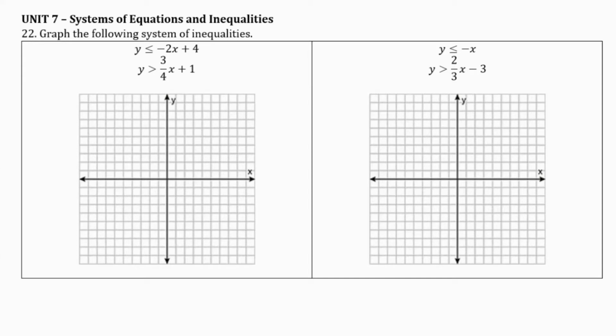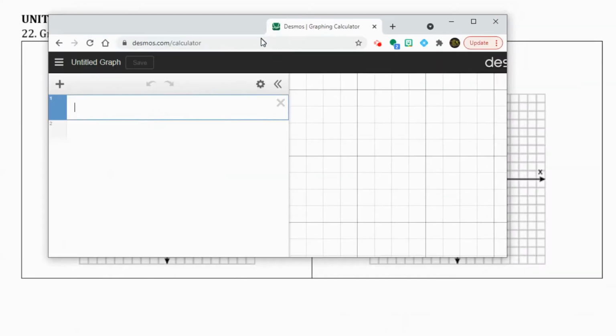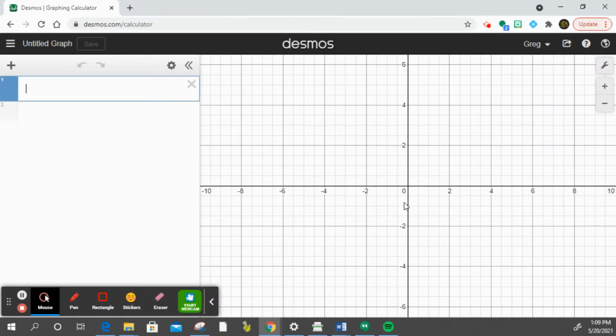Hey, let's go ahead and do part 3, Unit 7, Systems of Equations and Inequality. The good thing about Unit 7 is it is all Desmos friendly. I taught solving and graphing inequalities without Desmos, but I'm going to show you in this video how to use Desmos to graph inequalities. So number 22, I'm going to be doing on Desmos. It does all the shading for you on the spot, okay?